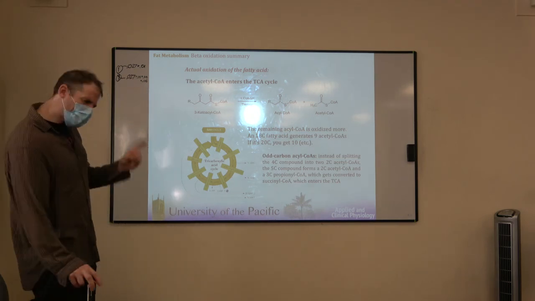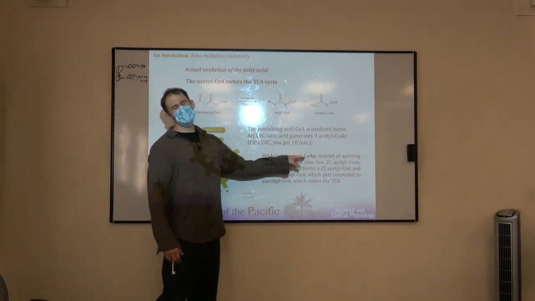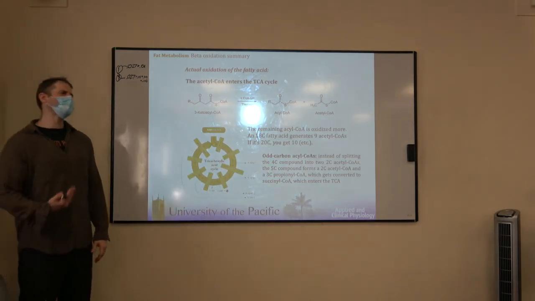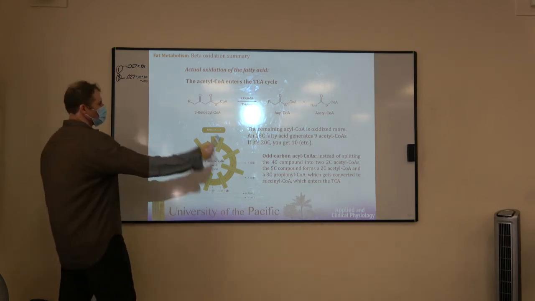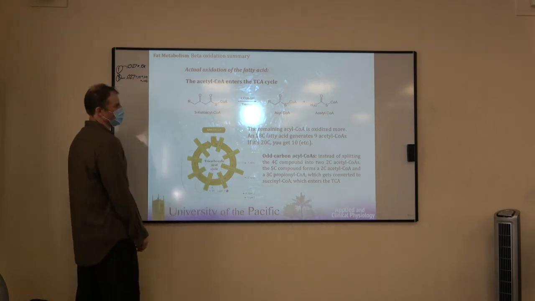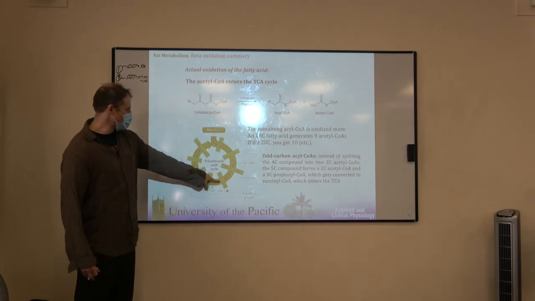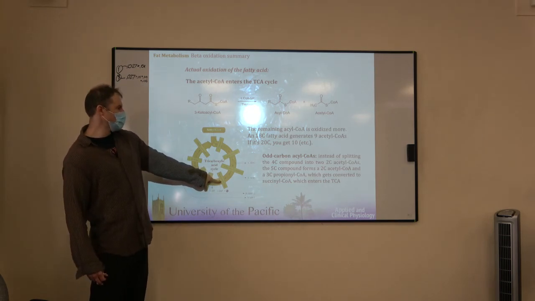And again, rare, but there are odd carbon acyl-CoAs. If you get one of those like 17s, 15s, an odd carbon acyl-CoA, you are going to convert it. Propionyl CoA, you're going to end up making succinyl CoA. So it's just this Krebs cycle intermediate.